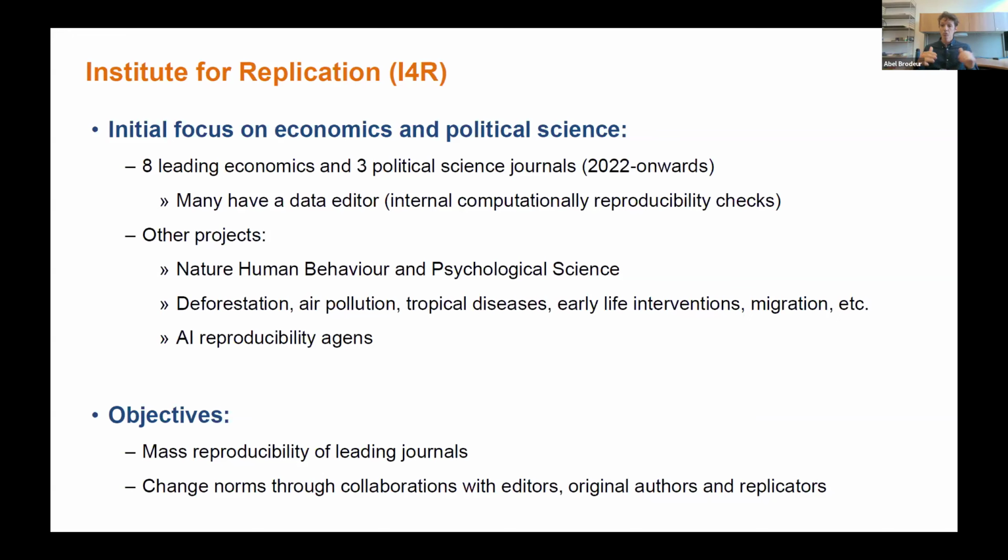So we're trying to mass reproduce journals. We're mass reproducing papers when they're published. And the goal is to change norms through this. If the economists and political scientists know that someone is going to look at their codes for coding errors, whether things are robust or not when you start playing with the codes, they change their behavior. It changes the norms. And that's why we want to collaborate with journals. We also always engage with the original authors to allow them to respond to the results that our teams find.